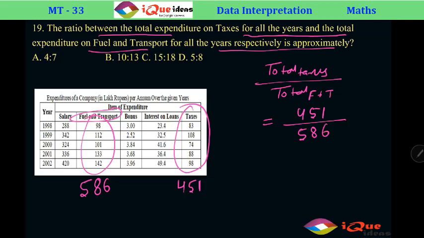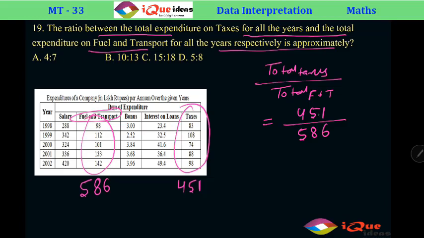Now let's see whatever you can simplify. It is 451 divided by 586. If you look at the options, first check if it can be divided by anything. I don't see anything that can divide. Okay, it is 360, 390. No, it is not divisible by 13. None of them is divisible by 3. Okay, so what should we do now?